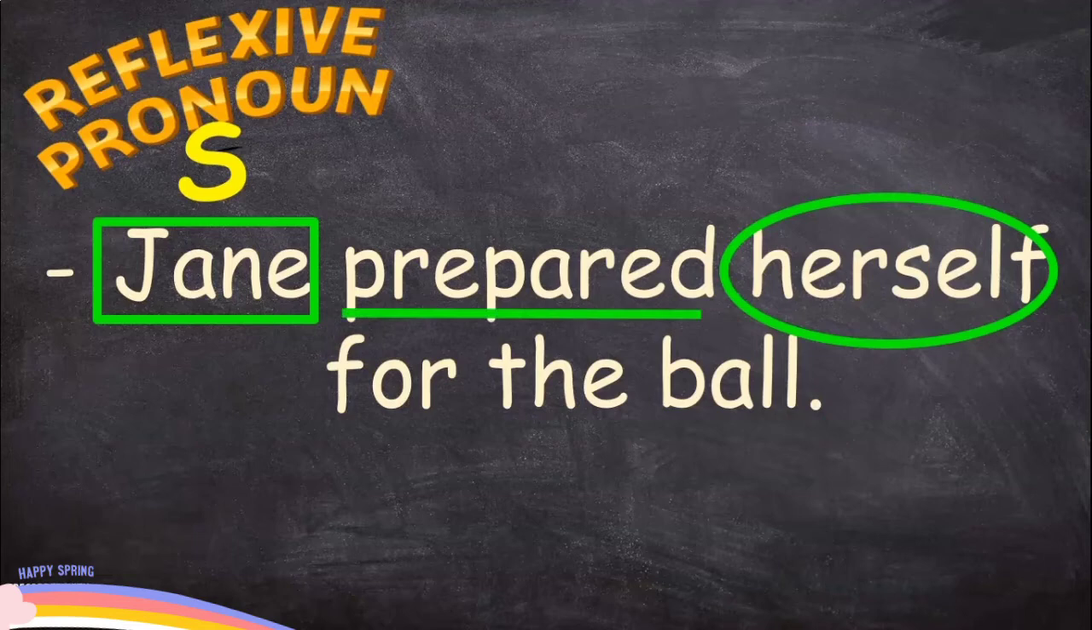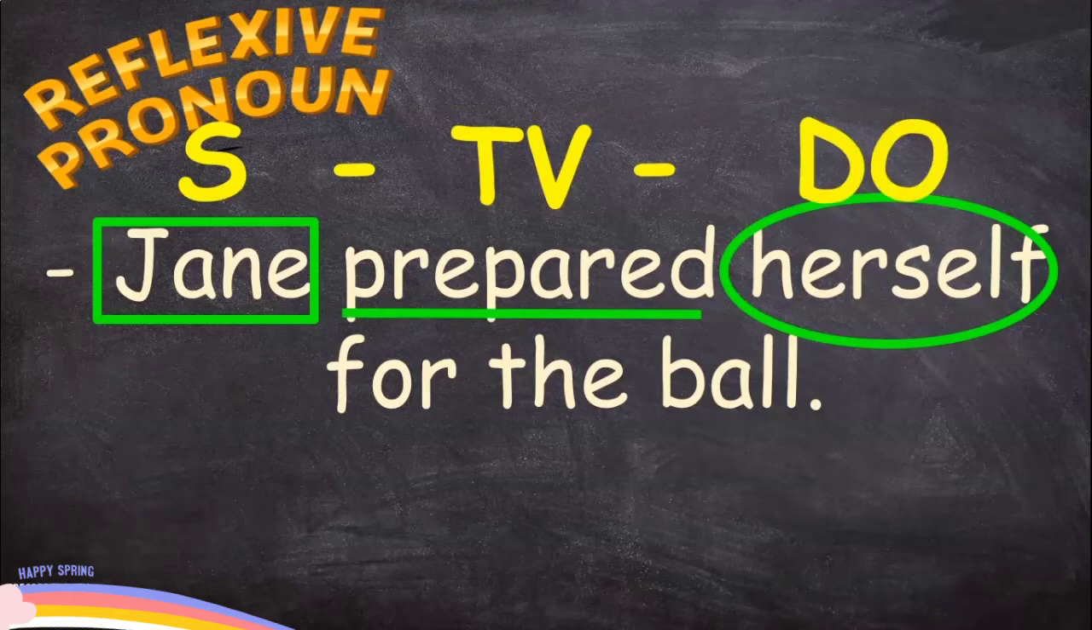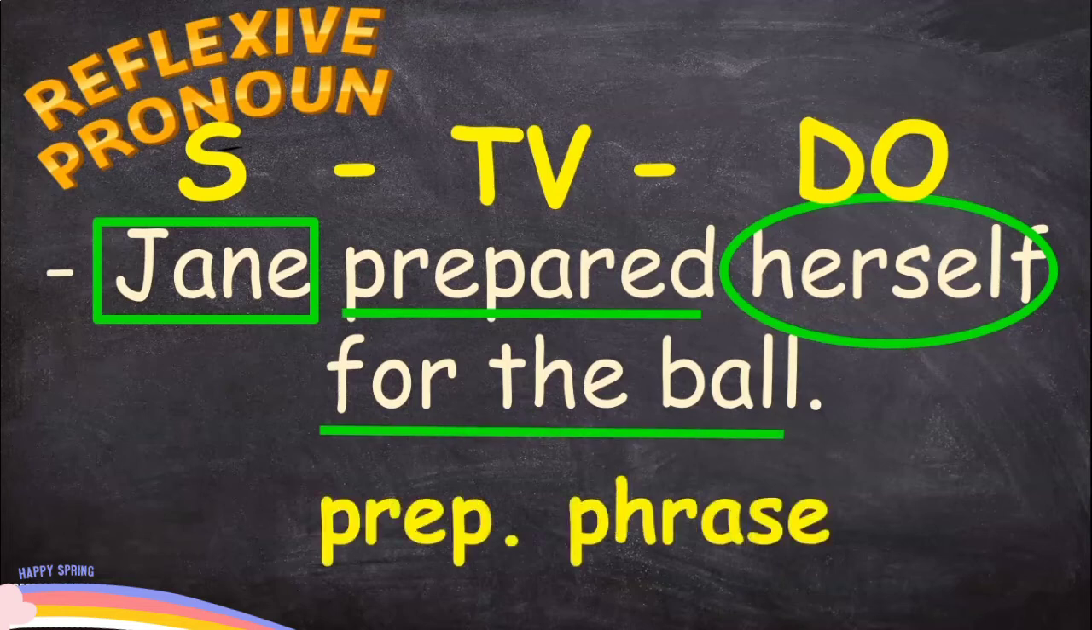She is preparing. The verb is prepared. So this is the verb in your sentence. Who is she preparing? She is preparing herself. Jane prepared herself. So herself here is a direct object which receives the action of the doer Jane. Okay? For the ball is just a prepositional phrase. So your sentence pattern here is subject, transitive verb, direct object, and prepositional phrase.